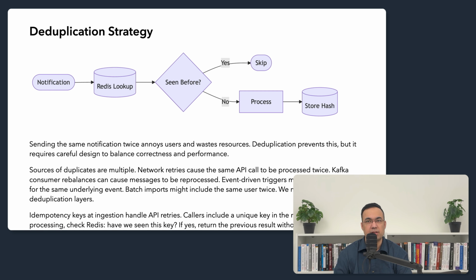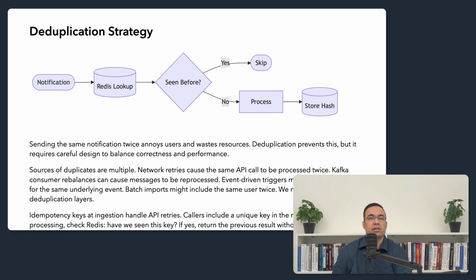Kafka consumer rebalances can also cause messages to be reprocessed when partitions move between the workers. Event-driven approaches might fire multiple times for the same underlying event. Batch imports might accidentally include the same user twice. We need multiple deduplication layers to catch all these cases.